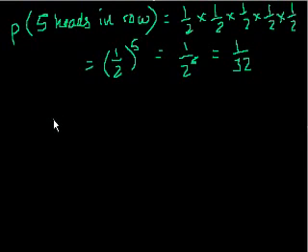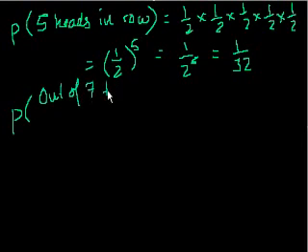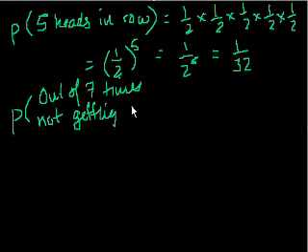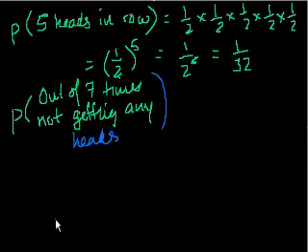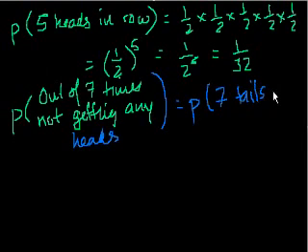What's the probability of, let's say I were to flip a coin 7 times. What's the probability of not getting any heads? Well, that might seem a little bit more convoluted to you, but just think about it. The probability, out of the 7 flips, of not getting any heads, what has to be true then? We got all tails then. That's equal to the probability of getting 7 tails in a row.